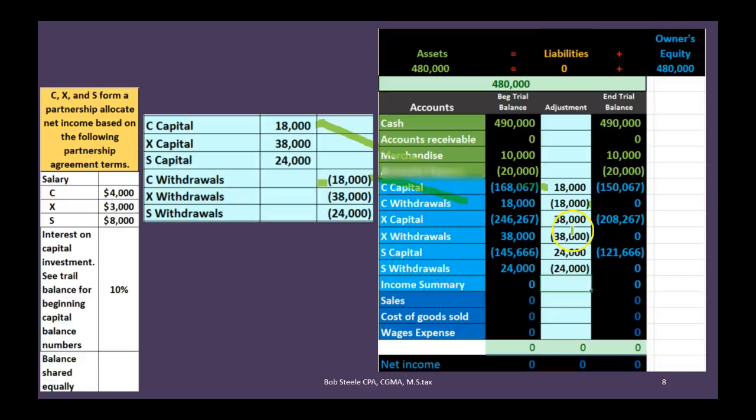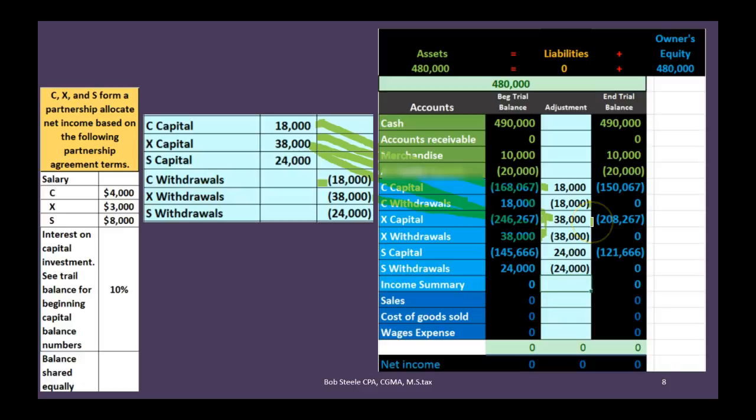If we did the same thing for X, X has 38,000 in draws. We need to make it go to 0 to close it out. Therefore, we're going to do the opposite thing to it, so we're going to credit the 38,000 here, and then the debit is going to go to the capital account. So here's the capital account related to it, and there's the debit, which will bring down the capital account. It has a credit balance. We're doing the opposite thing to it to make it go down.